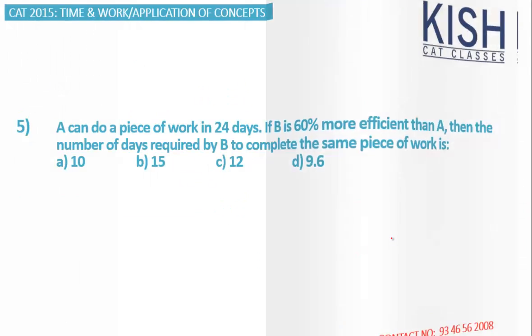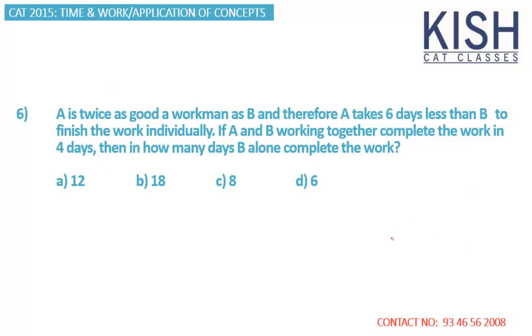Let's solve question number 6. A is twice as good a workman as B, and therefore A takes 6 days less than B to finish the work individually. If A and B working together complete the work in 4 days, then in how many days can B alone complete the work?